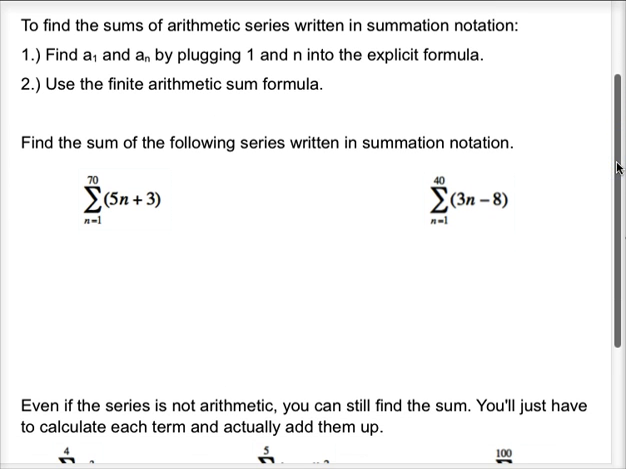To find the sums of arithmetic series written in summation notation, find a1 and an by plugging 1 and n into the explicit formula. Then use the finite arithmetic sum formula.